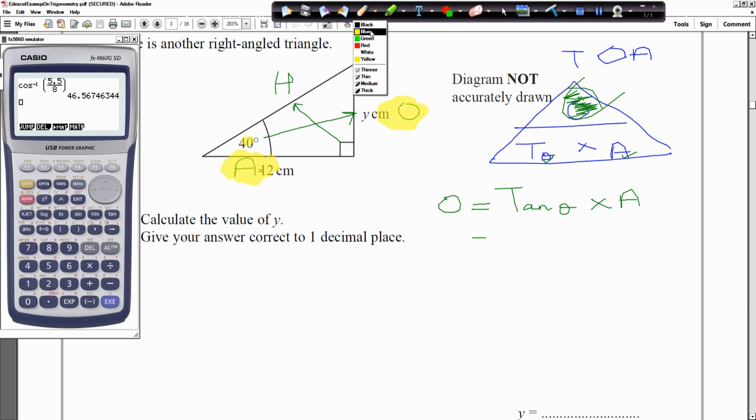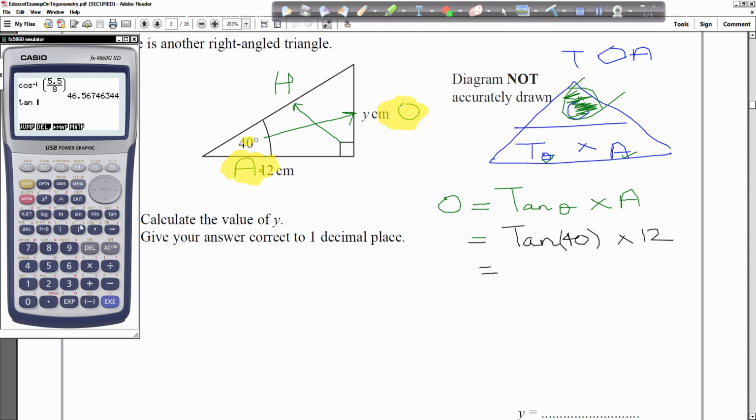Okay. What is the angle in the question, Harun? In this question, the angle is? So tan of 40. And then we're going to multiply that answer by the A value, which is 12. And that will give you the O value. So let's do it on the calculator now. We just type this in: tan, brackets 40 close brackets, times by 12, equals.